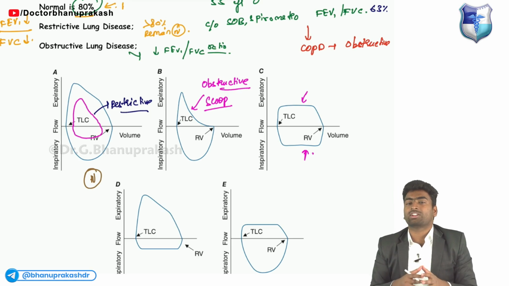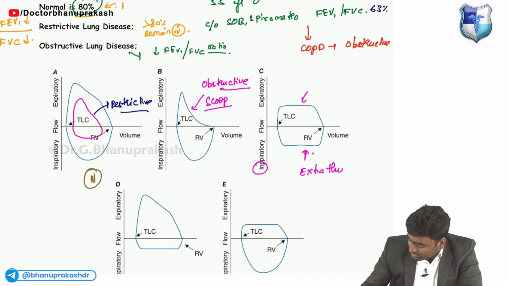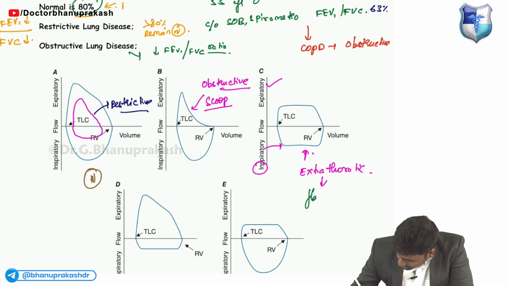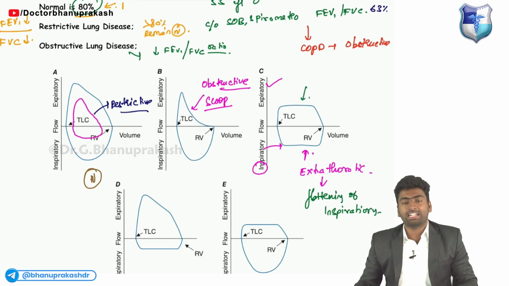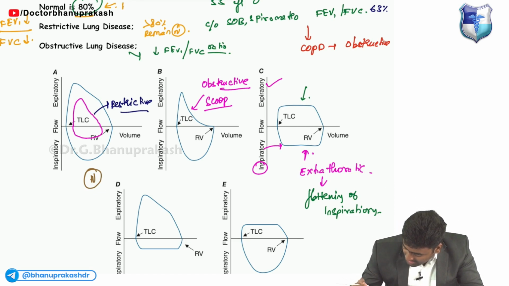About flattening of this spirometry graph: flattening will occur based on the obstruction level. If there is an extrathoracic obstruction, there will be flattening of the inspiratory curve. And if there is any fixed obstruction, it will cause flattening of both. Here there is expiratory curve flattening as well.